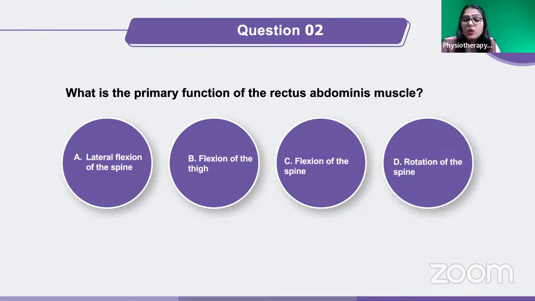Now, next question. What is the primary function of the rectus abdominis muscle? I've explained to you the action of the rectus abdominis muscle, which is present on the anterior side. Whatever is present anterior to the coronal plane will cause flexion. Whatever is present on the posterior aspect will cause extension. Whatever is present on the side will cause lateral flexion. So what is the primary function of the rectus abdominis muscle? Option A, lateral flexion of spine. Option B, flexion of thigh. Option C, flexion of the spine. Option D, rotation of the spine.